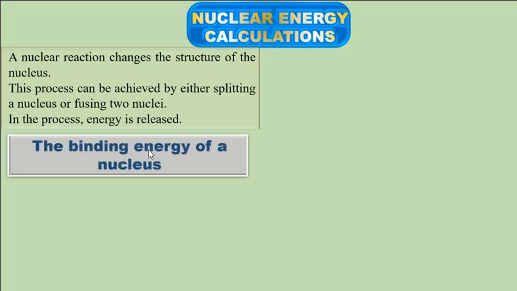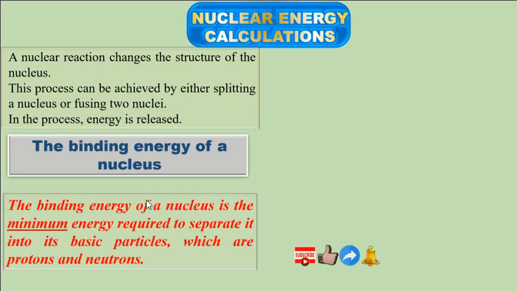Now we are looking at the binding energy of the nucleus. What actually is the binding energy of the nucleus? The binding energy is the glue, the super glue of the nucleus. It is the energy that keeps the nucleus stable. The higher the binding energy per nucleon, the more stable the nucleus is.